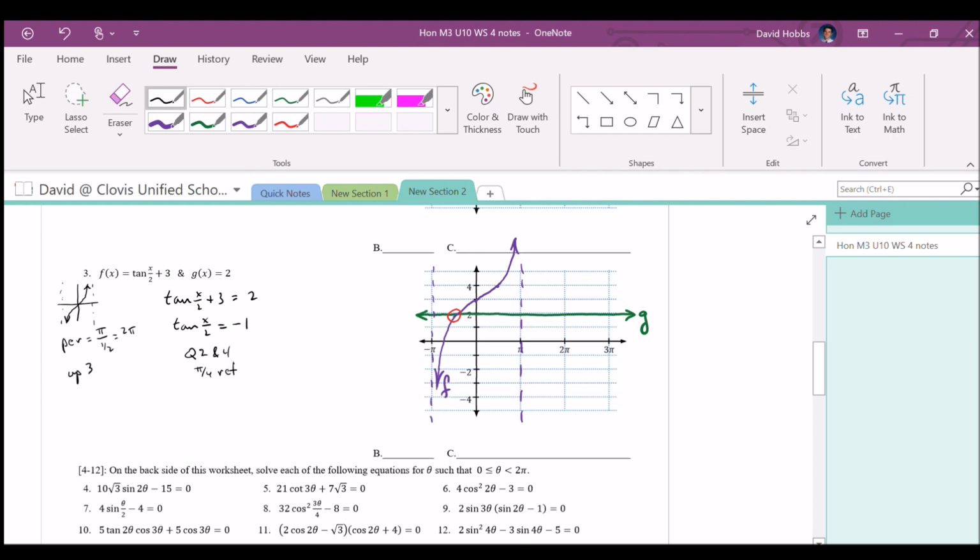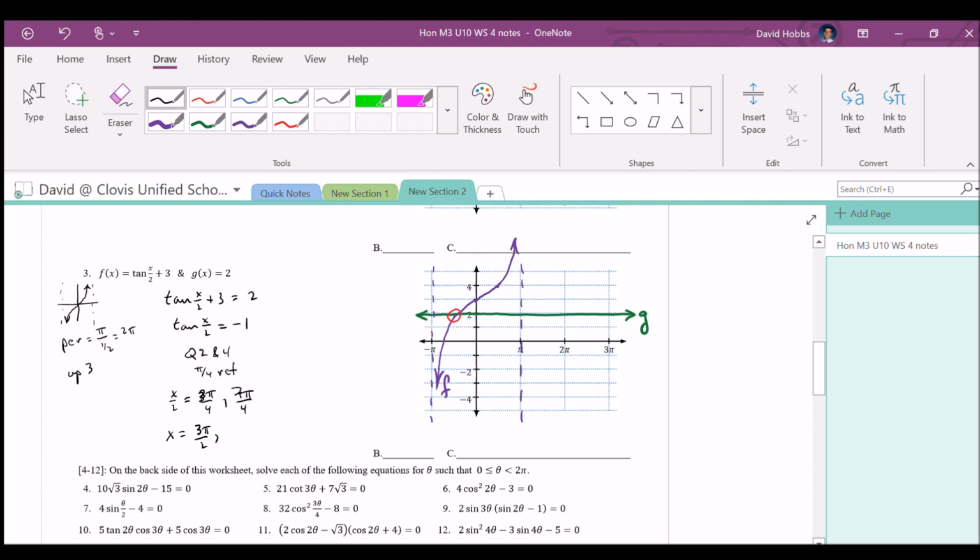Okay, and so that would be the theta, which is x over 2, or 1/2 x, equals, so in quadrant 2 it's 3 pi over 4, and in quadrant 4 it's 7 pi over 4. And so now, solving for x, that's our ultimate goal. To get x by itself, just multiply by 2. So x equals, 2 times 3 pi over 4 would be 3 pi over 2.